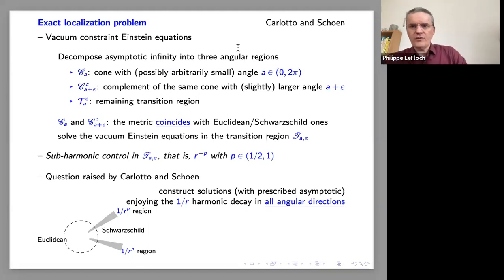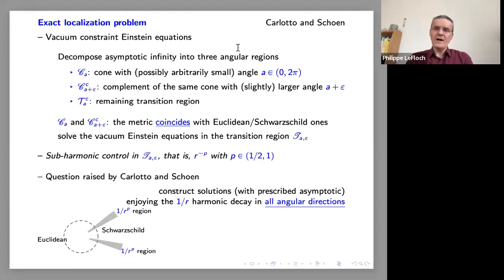And what Carlotto and Schoen did was to prescribe inside the small cone the metric to be Schwarzschild, for instance, and outside the big cone, the metric to be Euclidean. And then they solved in the intermediate region, which they call the gluing region. Okay, and so the question raised by Carlotto and Schoen in this setup is whether we can construct solutions that have this 1 over r harmonic decay in all angular directions.